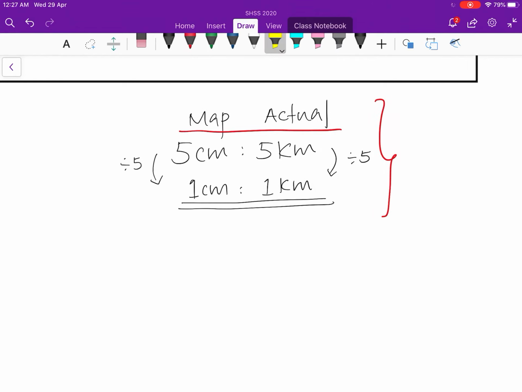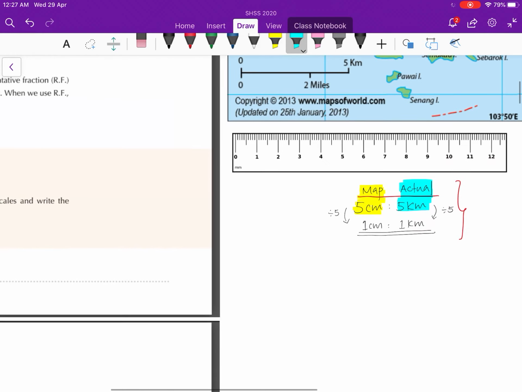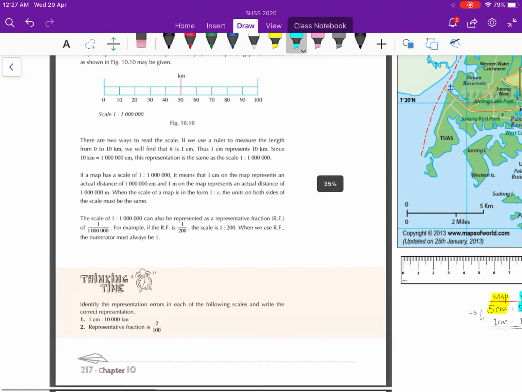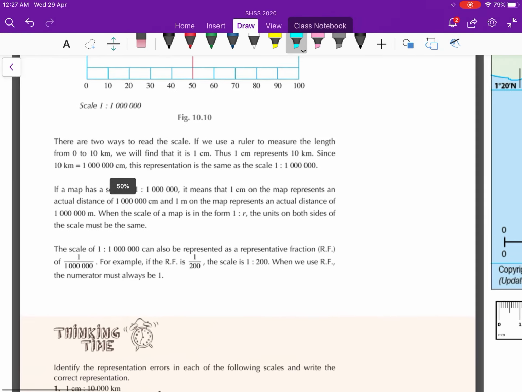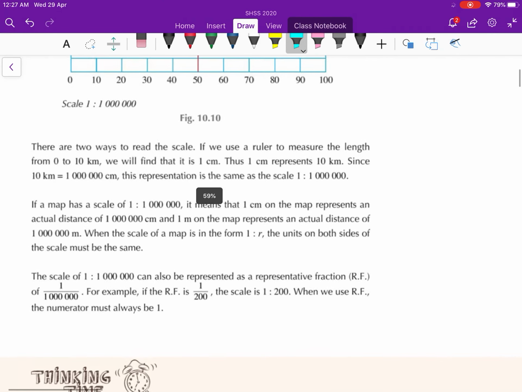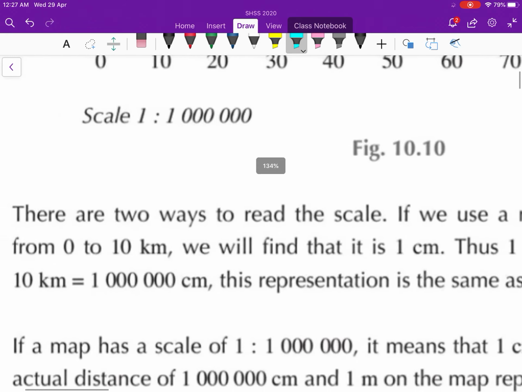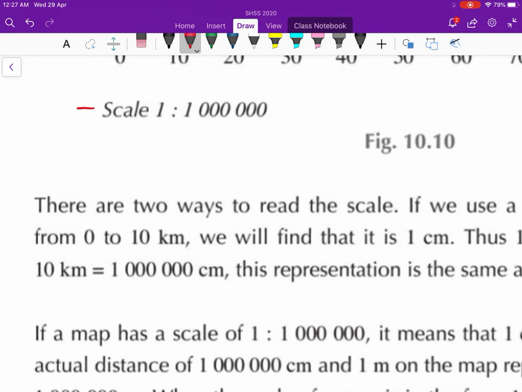Always remember, on the left is centimeters, that represents the length on the map, and on the right is kilometers, representing the actual ground. Alright, now let's move on to page 217. Let's take a look at this. Now, I want to focus on this scale. 1 is to 1 million.